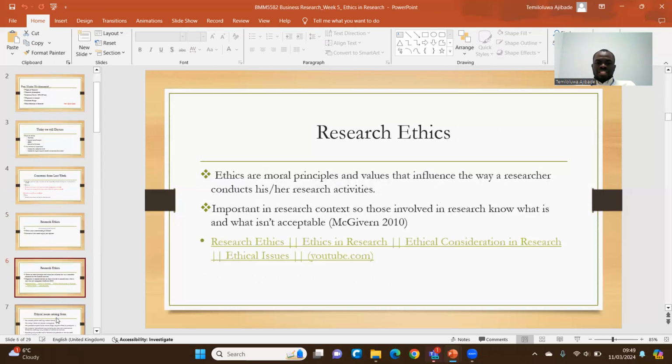All right. Going to the next slide, basically, we can say ethics are moral principles and values that influence the way a researcher conducts his research activities. That's basically his research ethics. So we'll say ethics are morals, principles, and standards, and they influence the way a researcher conducts his or her research activities.